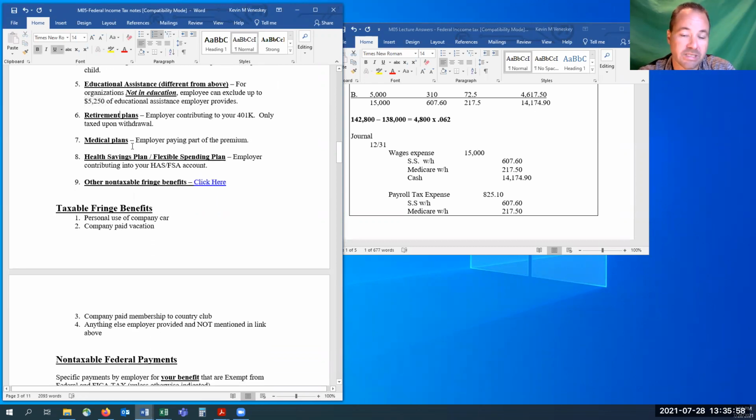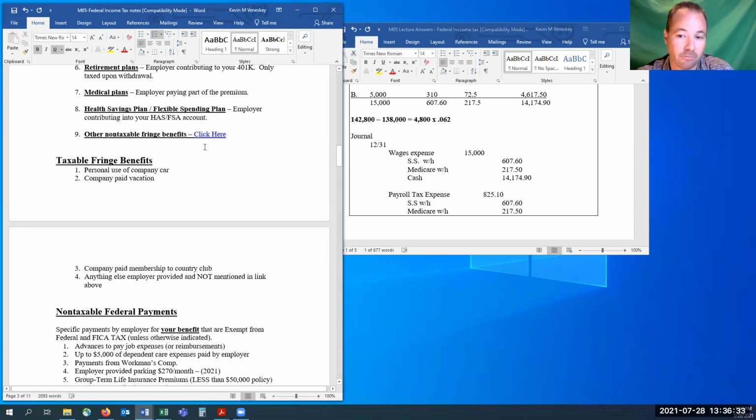Money you put away into a retirement plan. This is money that the employer puts away into your retirement plan. That isn't taxed definitely at the time that it's put away. It's only taxed when you withdraw it out of your 401k, then it's taxable. If the company that you work for puts money into your medical insurance, that's not taxable. That's a free benefit. That's a great thing. If they put money into your flexible spending or health savings account, not taxable. It's just free money for you to pay on your medical or dependent care bills.